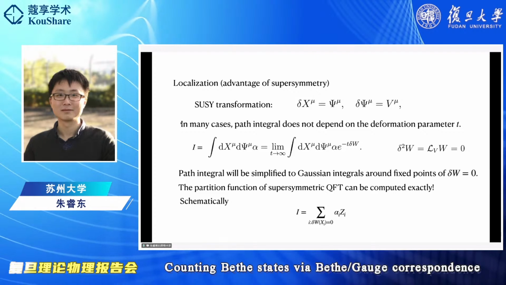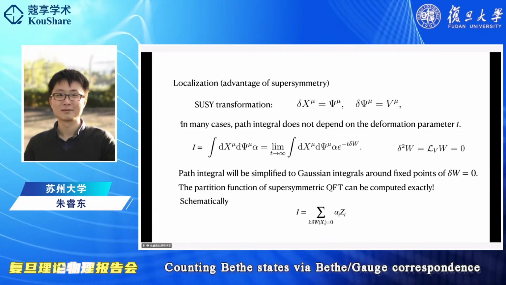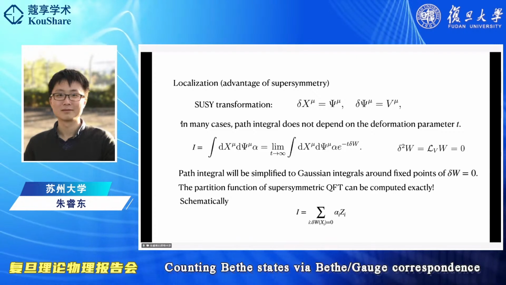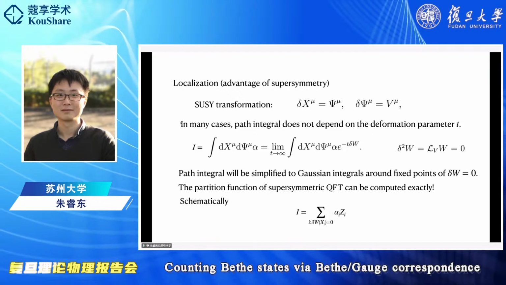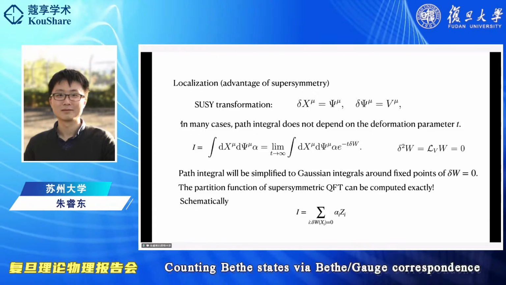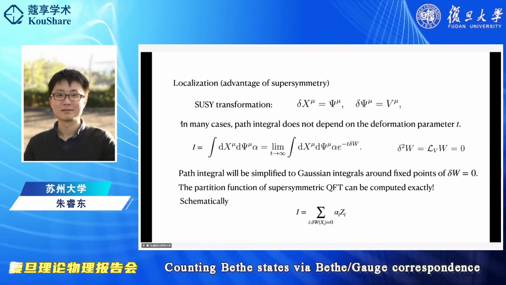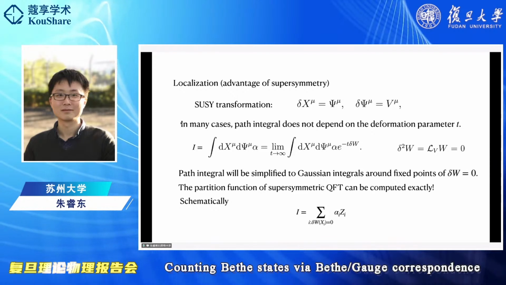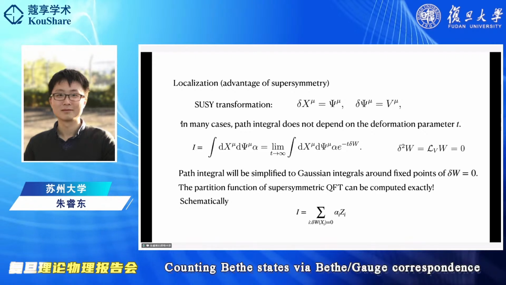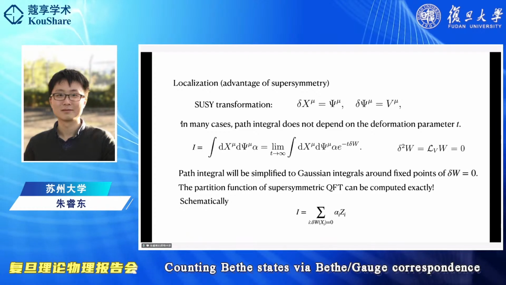Sorry, I'm not quite familiar with this kind of formalism. Are you assuming this delta W is a function of X and psi, or is it constant? Yeah, W is like a kind of Lagrangian or potential. It's a function of X and psi, and delta W itself is again complicated. The only property we need is that if we transform twice, because it's a kind of fermionic symmetry, it will be 0.